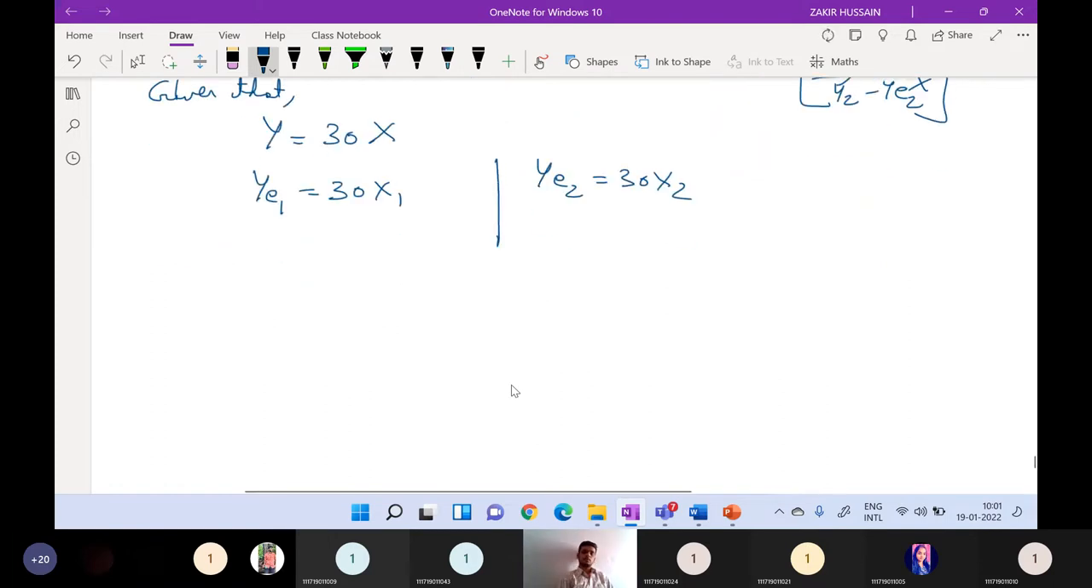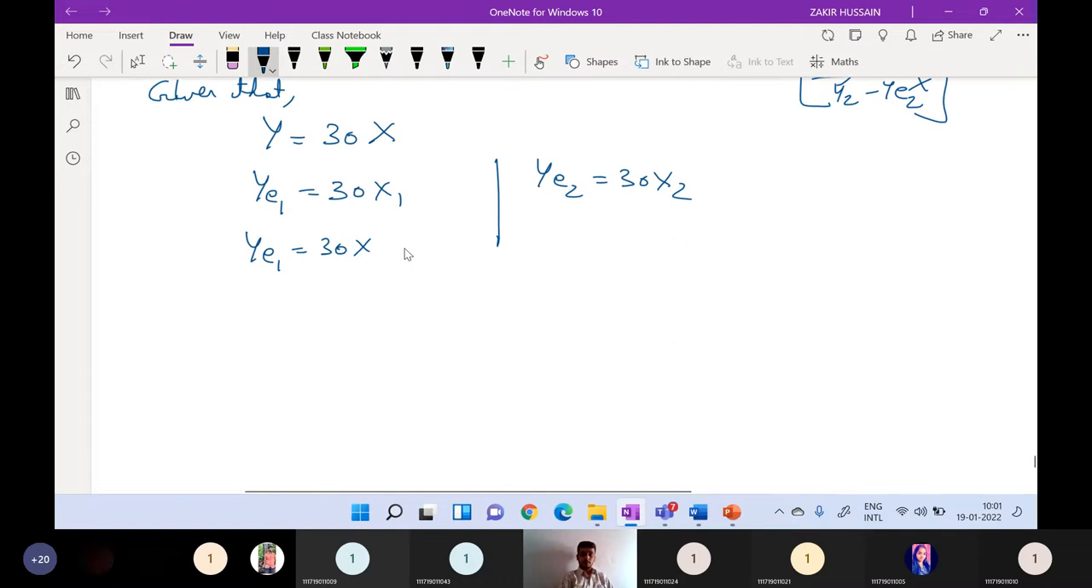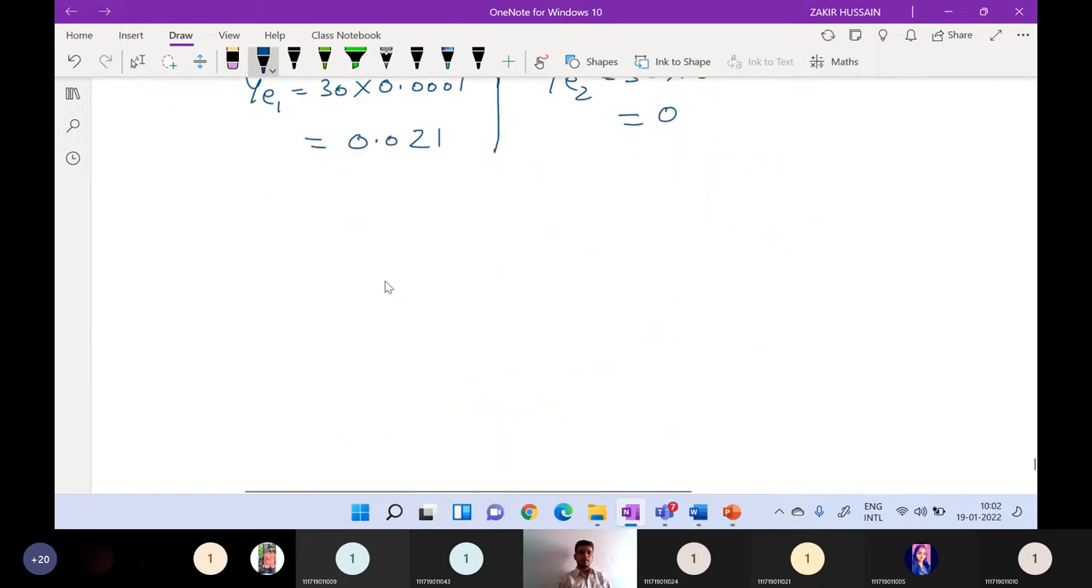So YE1 is equal to 30 into X1, which we just estimated as 0.0007. And YE2 is equal to 30 into X2, which is 0, since we are considering pure water. So how much is this one? 30 into that, nearly you'll get 0.021.